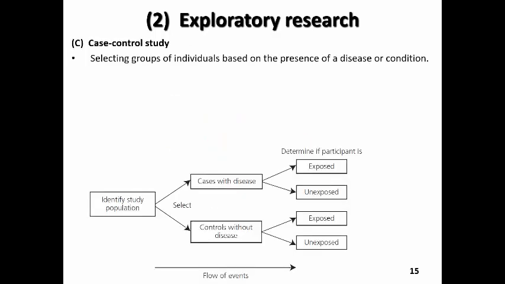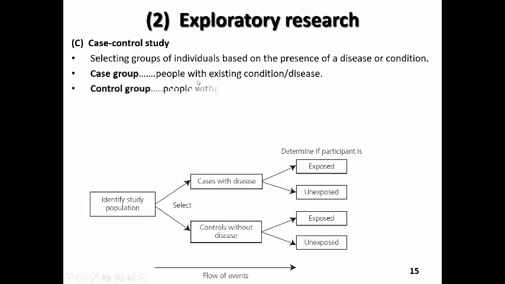And so, as indicated on slide 14, the case control study involves a selection of groups of individuals based on the presence of a disease or a condition. Once again, we're referring to the case group as those people with the existing condition or disease. It's important to note here that those with the existing condition or disease are not those that develop the condition or disease during the course of the research study. And the control group, once again, are people without the condition or the disease.